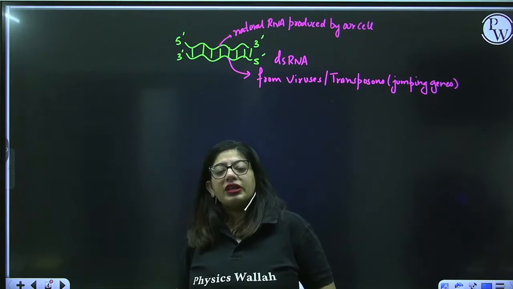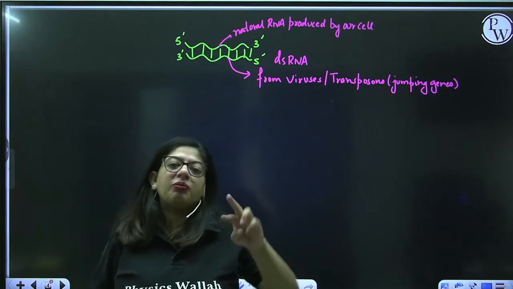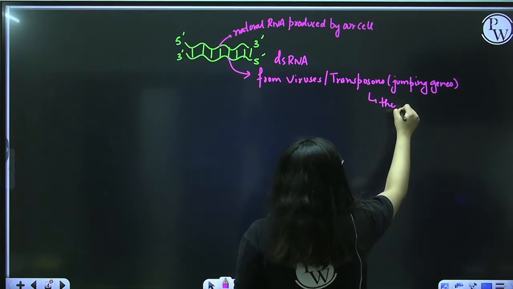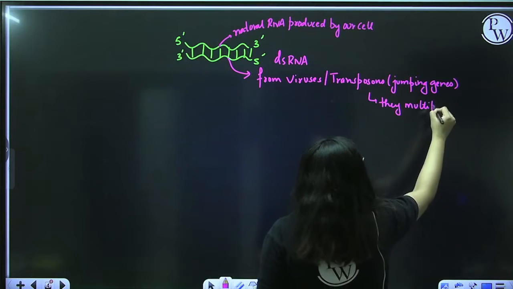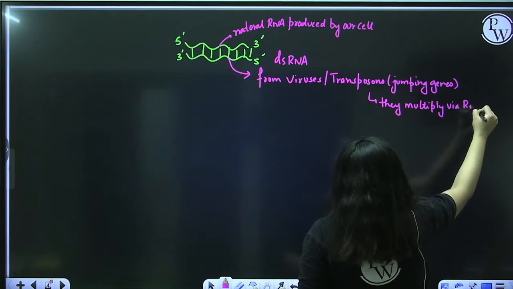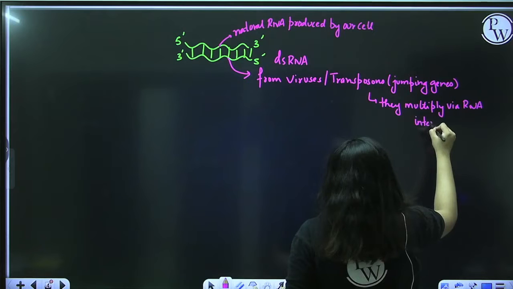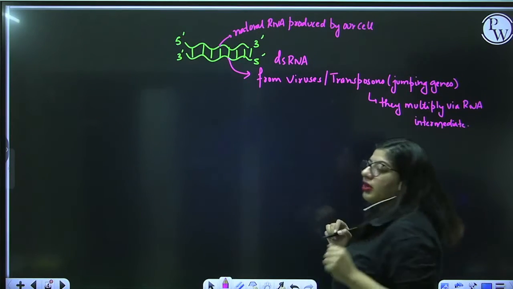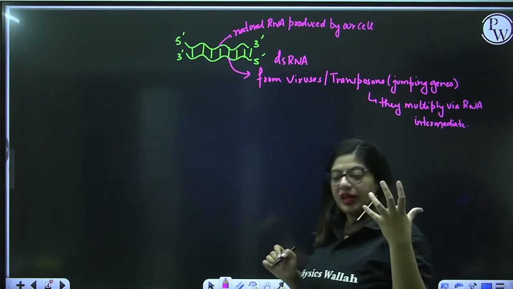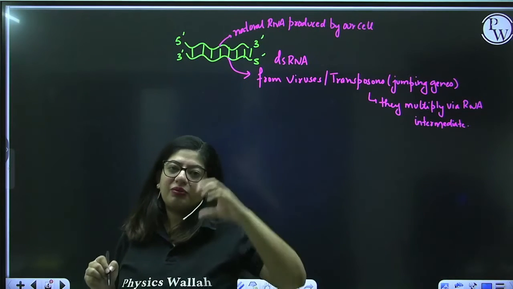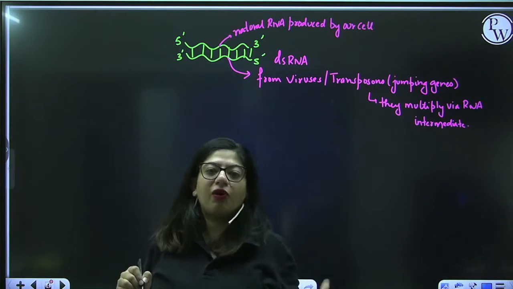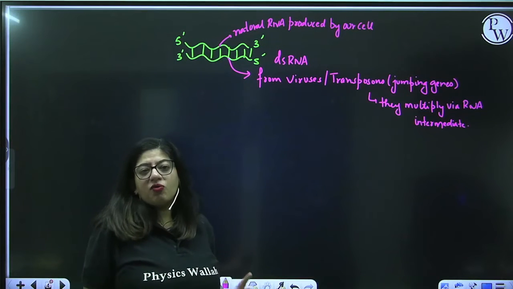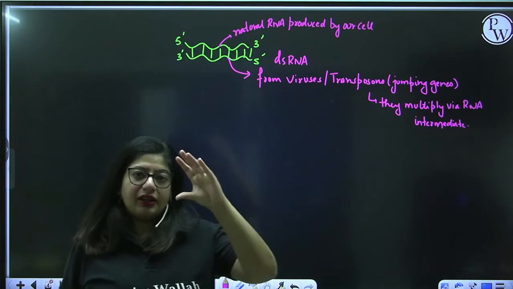So these transposons, sometimes when they are multiplying, they produce RNA, right? So when they multiply via RNA intermediate, this RNA sometimes accidentally, if it is complementary to your natural RNA produced for certain purposes, then at that time they can join and form double-stranded RNA. Or if one strand of RNA matches with some virus's RNA, then also it can become double-stranded.